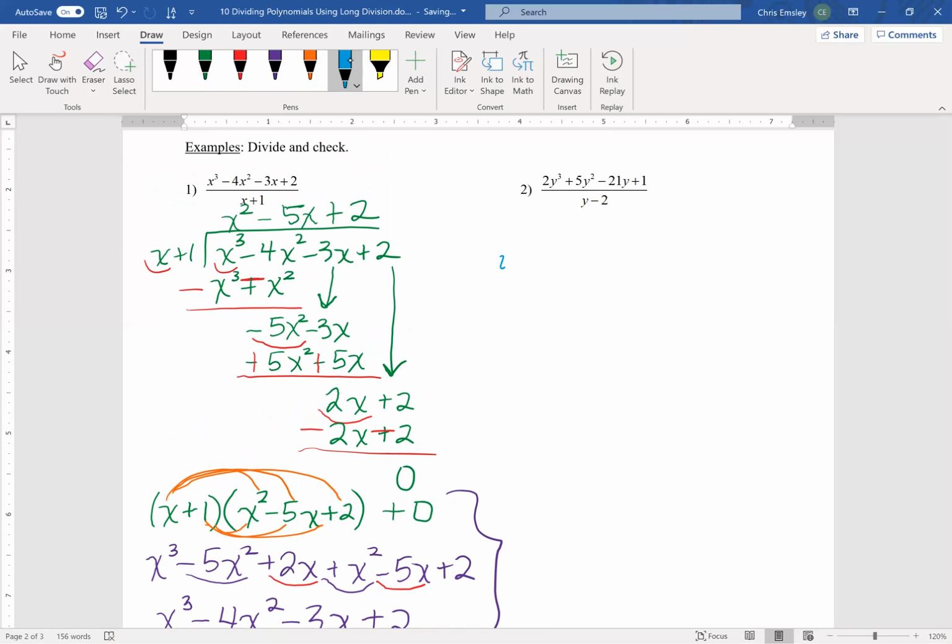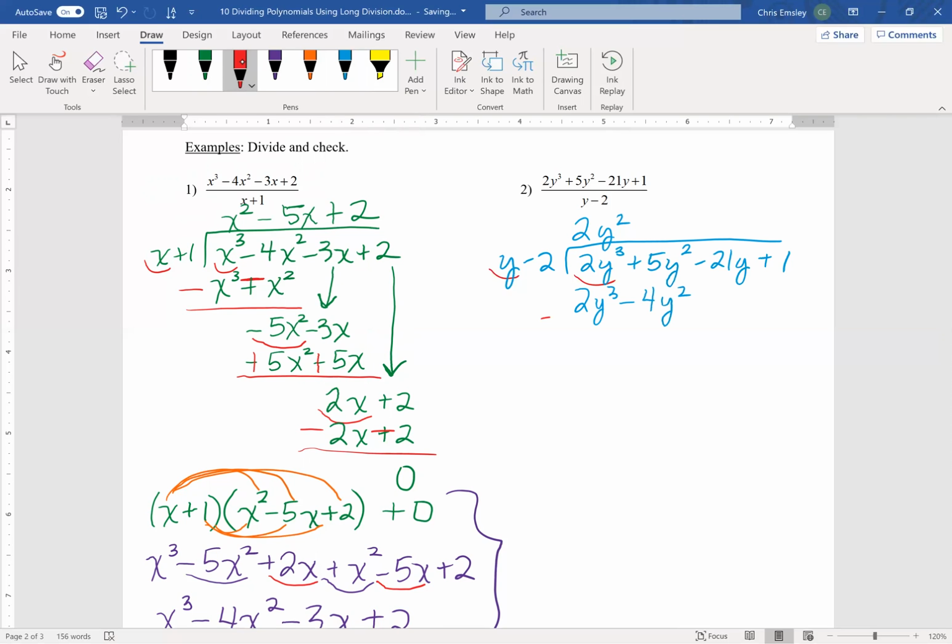So here we go. We want to take y minus 2 into 2y cubed plus 5y squared minus 21y plus 1. What do I have to multiply y by to turn it into 2y cubed? I need a 2 and a y squared. Distribute this down, so 2y squared times y, and 2y squared times negative 2. Draw the line and change the sign.